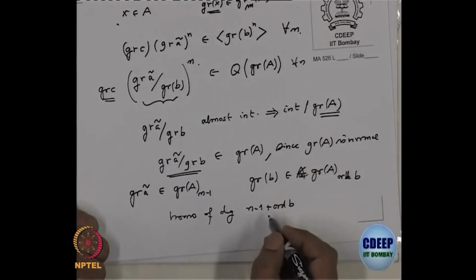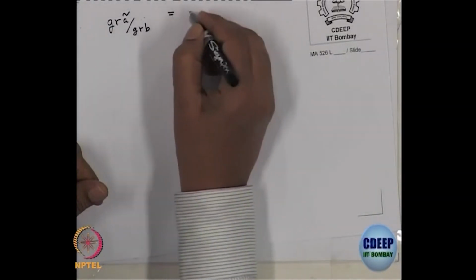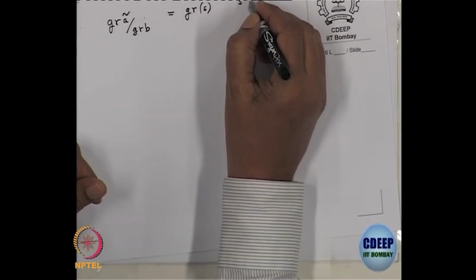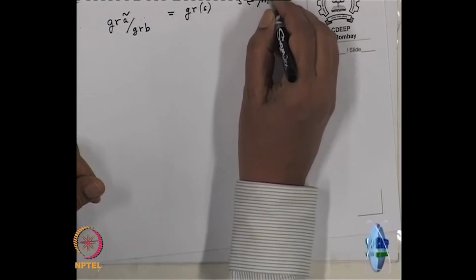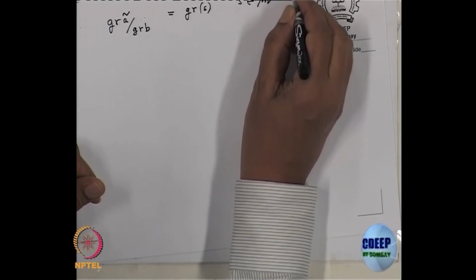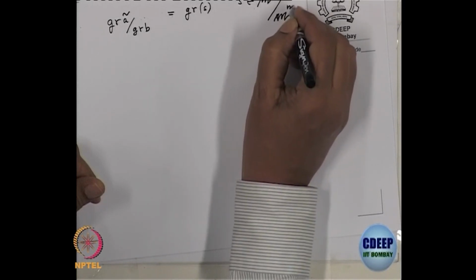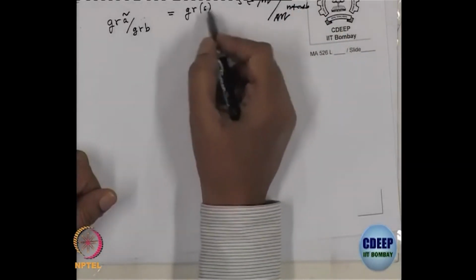So that means this element is of the form GR A tilde divided by GR B, which is GR of some element S, where S is of order n minus 1 plus order B. Therefore this belongs to m power n minus 1 plus order B mod the next power, m power n plus order B. So homogeneous elements are coming from A.